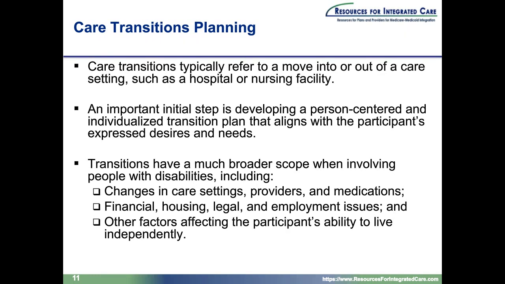The first critical area of care coordination is care transitions planning. A care transition typically refers to a move into or out of a care setting, for example, moving out of a nursing facility and into one's home. The initial planning step involves developing a transition plan using a person-centered approach and aligning with the participant's expressed desires and needs. Ideally, the transition plan addresses all aspects of the care transition process to ensure continuity of care and to meet the health and safety needs of the participant.